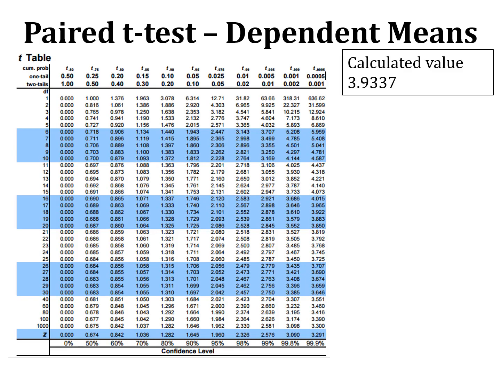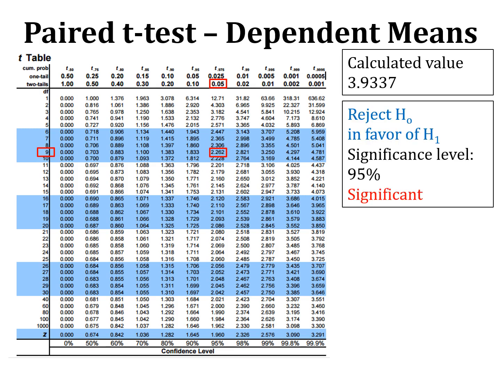Now it is time to consult the t-distribution table. The degree of freedom is 9, and the level of critical probability is 0.05, and the table value is 2.262. So we can see that our calculated value is greater than this value, so we are going to reject the null hypothesis in favor of the alternate hypothesis, and our significance level at this point is significant, which is 95%.